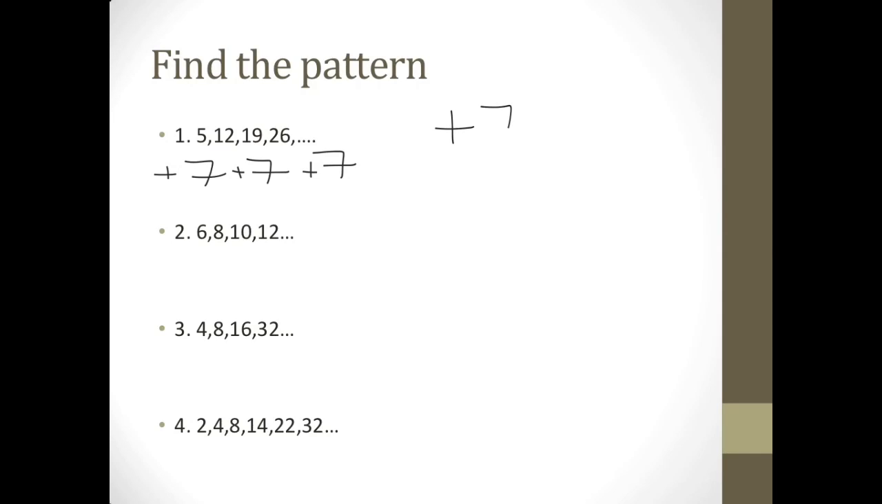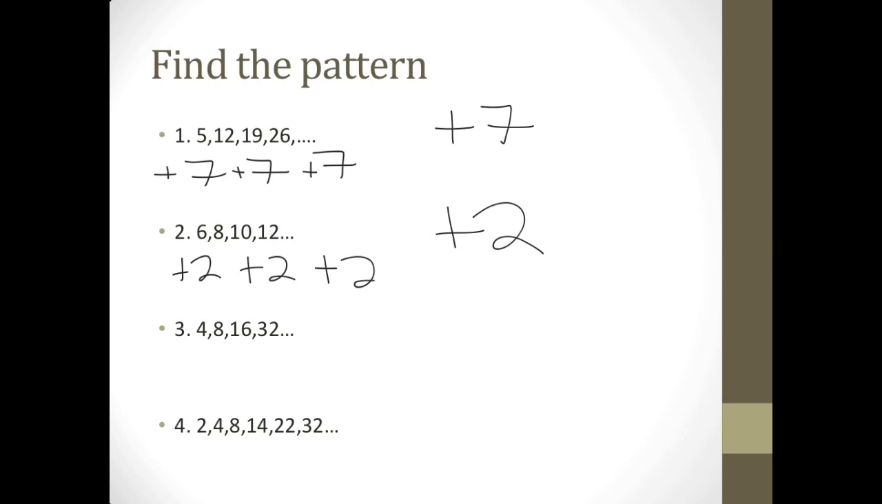We're adding 7. Looking at our second sequence, again we're going to try and identify the difference for consecutive terms. As we go from 6 to 8, we add 2. From 8 to 10, we add 2. And then from 10 to 12, again we add 2. So that is our pattern. We're adding 2. Moving on to our third one.